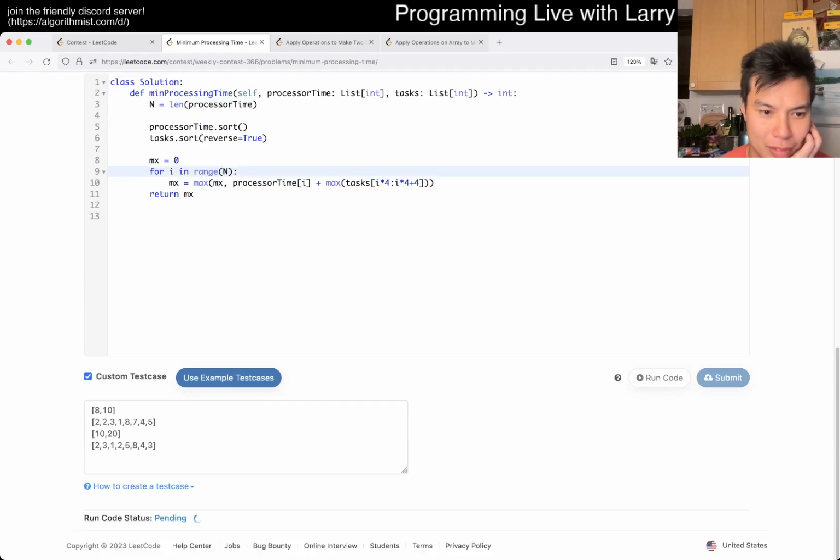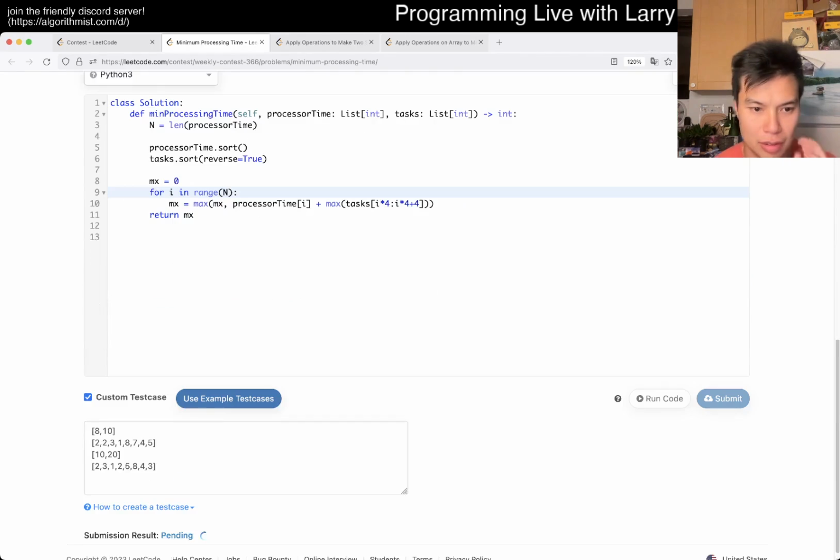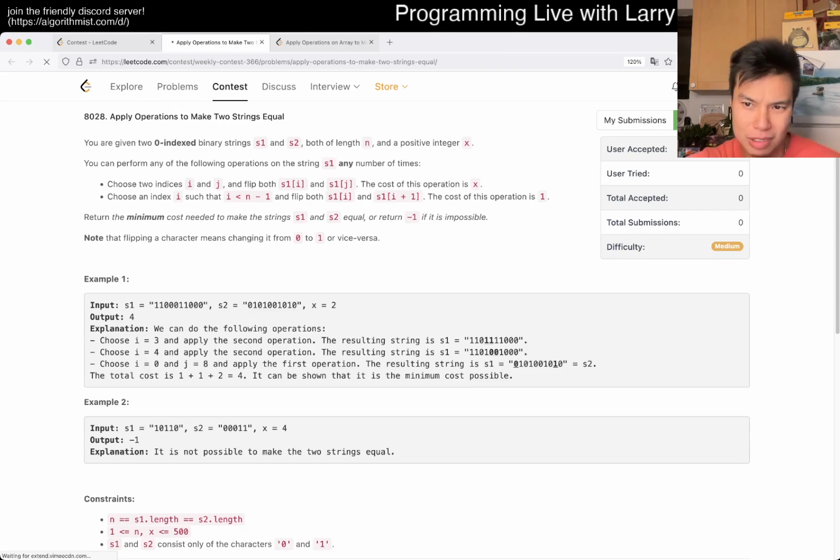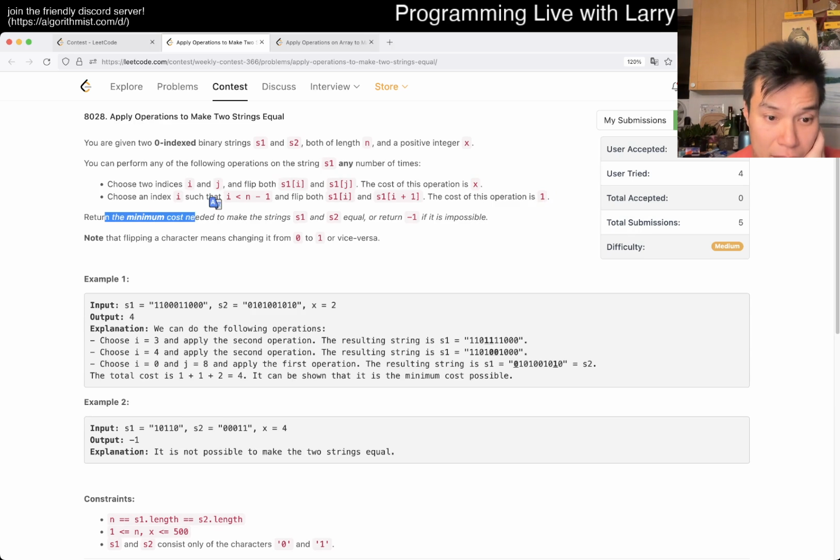Greedy? I think so. Okay. Wasn't sure, to be honest. Had to think about that one a little bit. Alright. S1, S2, same size, X. S1 number of times, 500. Think about it, okay? Choose I and J, and then swap, and it costs X. Choose I such that it is less than n minus 1, and then flip. So just adjacent. Adjacent is 1. Swap is X. Find the minimum cost to make the strings equal.